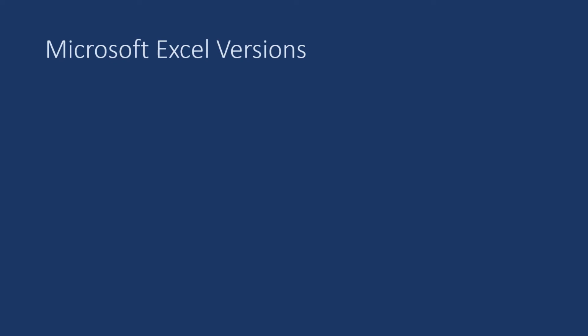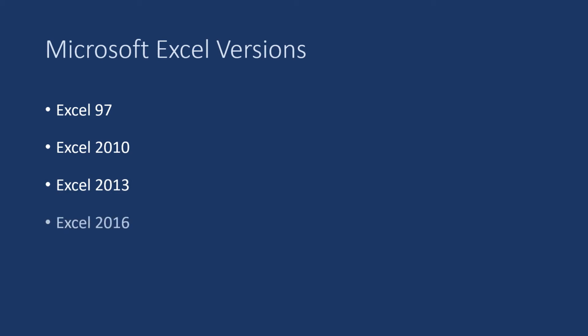Now, what are the different versions of this application? Initially, in the past, we have a very famous version. It's called Excel 97, and from the number here, it's reflecting the year it was famous, 97. Then we have Excel 2010, Excel 2013, Excel 2016, and the latest version of Excel is Excel 2019.